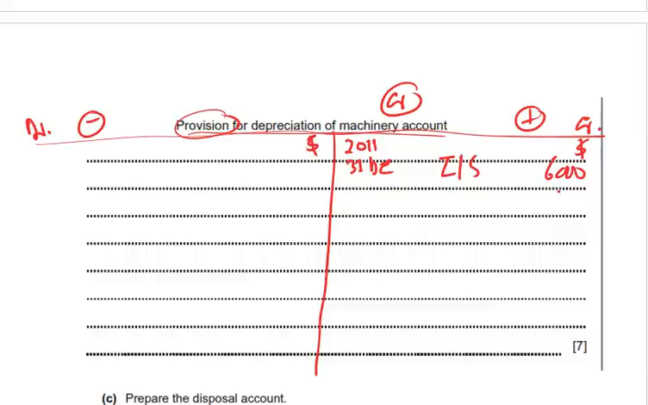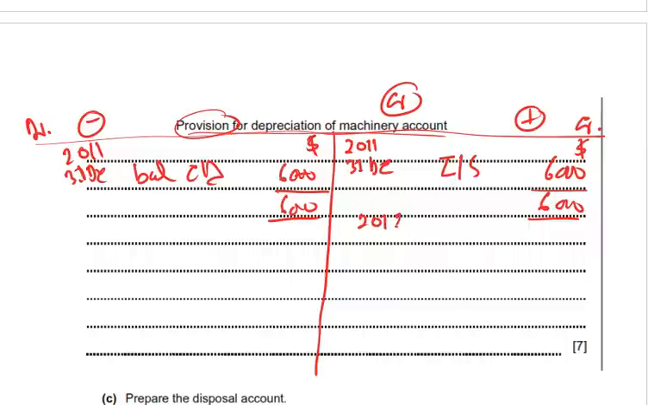But for 2012, let's do the balancing, which is balance CD and BD. I can see the credit side is bigger at 6,000. All of it becomes your balance CD for 2011, 31st December, which becomes your balance BD in 2012, 1st of Jan. You call it balance BD 6,000.